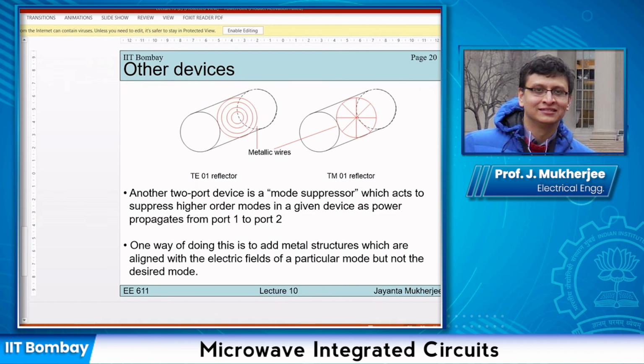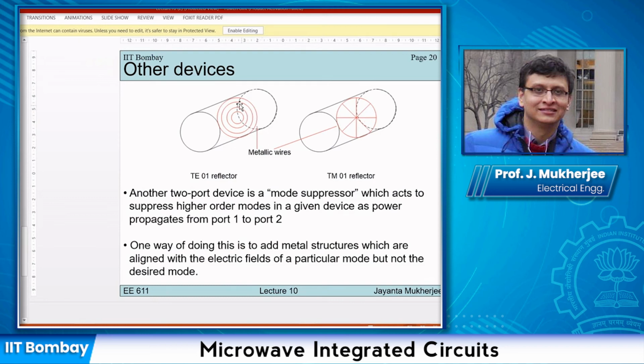Coming to the next type of two-port network. So these are what are known as mode converters. Here I'll show you two of these mode converters. In the first one, we have a cylindrical waveguide with concentric metallic wires placed like this. And in the other one, we have radial metallic wires placed like this.